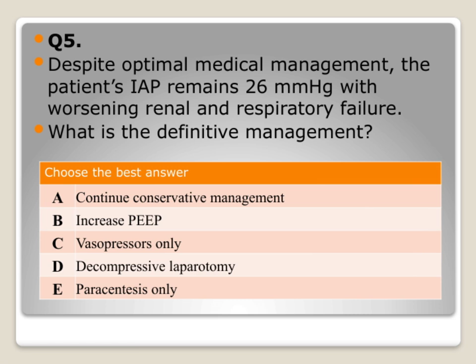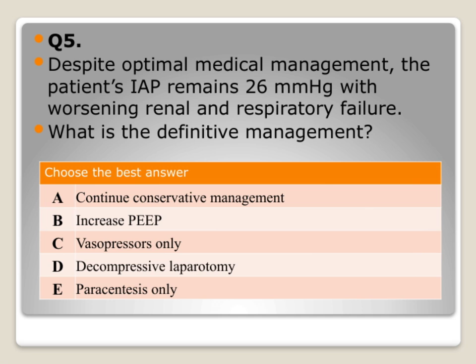We have several options to consider. Continuing conservative management might not be sufficient given the current deterioration. Increasing PEEP could help with respiratory issues, but it doesn't address the high intra-abdominal pressure directly. Using vasopressors alone won't resolve the abdominal compartment issue and might even worsen organ perfusion. Paracentesis only removes fluid temporarily and might not be enough in this context.